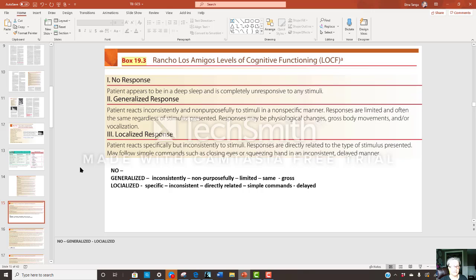So the key words, in my opinion, for generalized response at 2 would be that they're inconsistent, non-purposeful, limited, the same regardless of the stimulus presented, and gross. You could even add a pretty good word. Let's go ahead and do that. Non-specific. I don't want that. Okay, non.